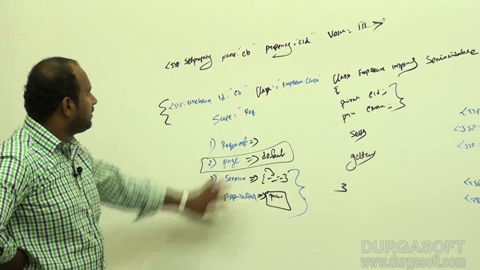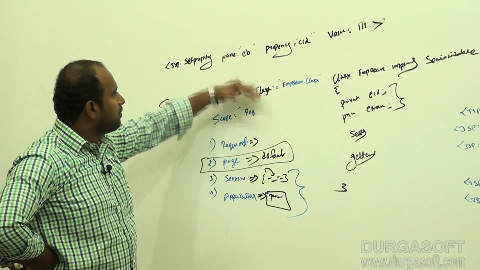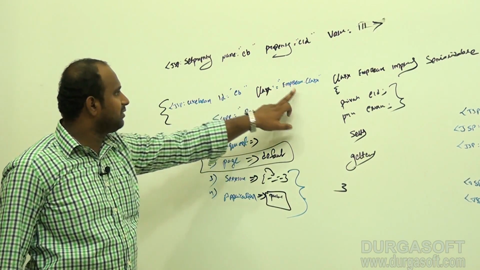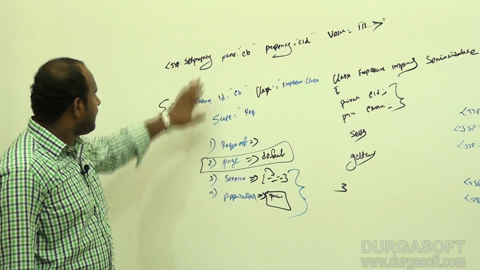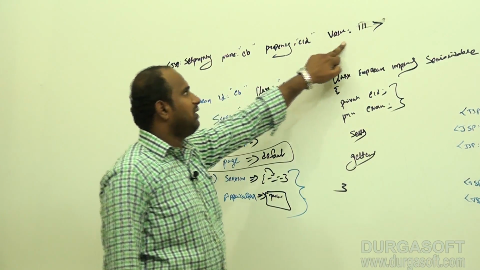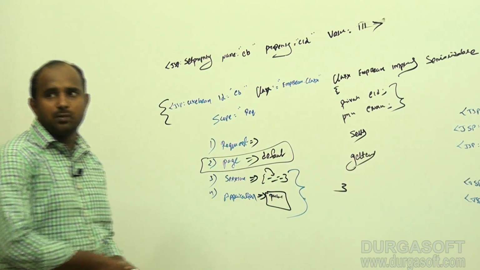There is a way how to set the property tag. The property tag contains how many attributes in total? Name attribute to map that this property belongs to this class. So EB means what? Employee bean class. And what is the property name here? Employee ID. What is the property value? 111. So like that, you have to set the property tag.